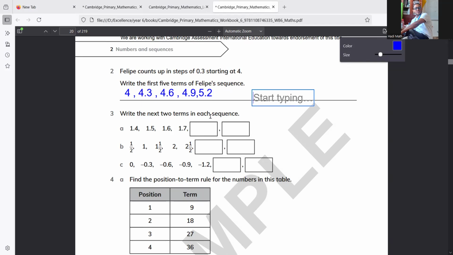Write the next 2 terms in a sequence. When they ask you to write the next 2 terms, you need to know what you do every time. Like this 1.4, it becomes 1.5, 1.6, 1.7. So this will be 1.8, and this will be 1.9, because you add 0.1 every time. This one, it's half: it becomes 1, 1.5, 2, 2.5. Every time you add a half. So this will be 3, and this will be 3.5.